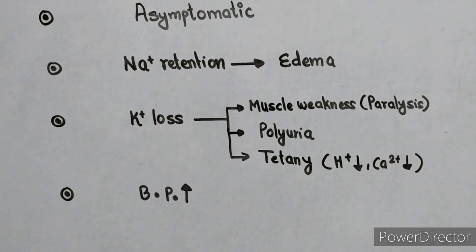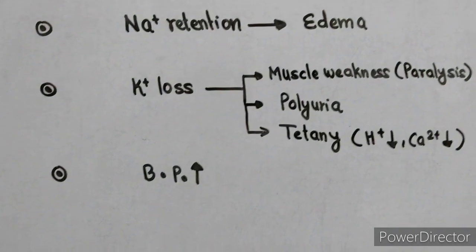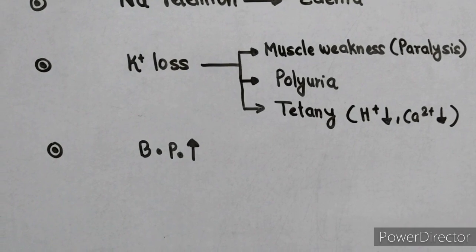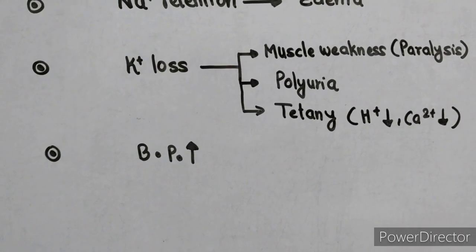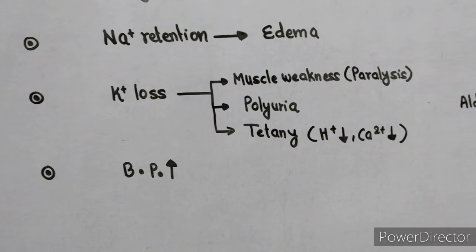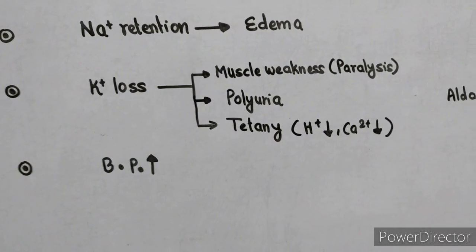Since there is increased plasma volume, there will be increased blood pressure, that is hypertension. And if this hypertension is treatment resistant, that is drug resistant, then the likelihood of primary hyperaldosteronism being the cause will be high.